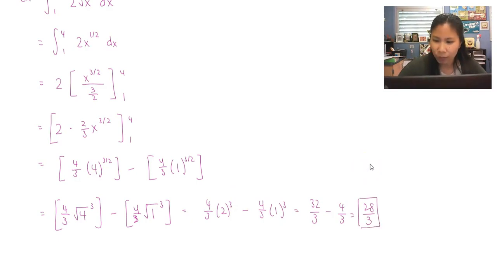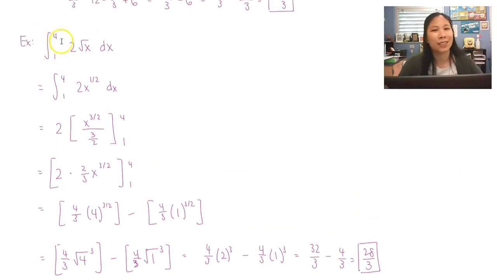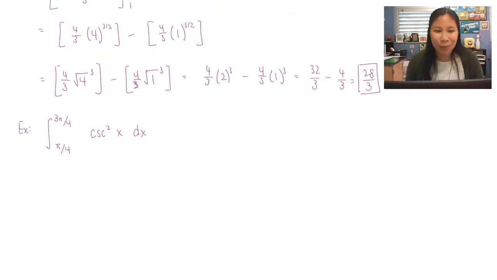So we end up with, after simplifying it all out, 28 over 3. So that'll be the area under the curve from x equals 1 to x equals 4 of the curve square root x. Alright, let's do an example with some trig.